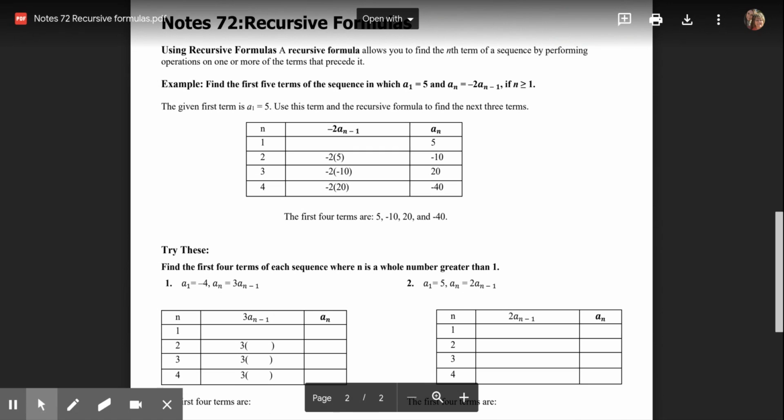So let's go ahead and take a look at what we're going to get into now, which is recursive formulas. A recursive formula allows you to find the nth term of a sequence by performing operations on one or more of the terms that precede it. So, for example, find the first 5 terms of this sequence.